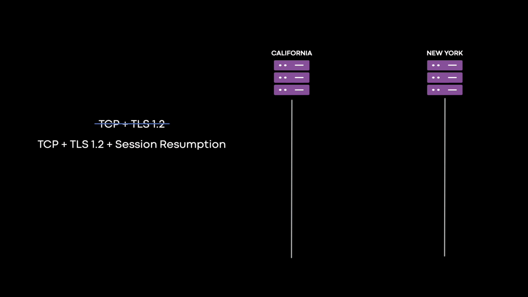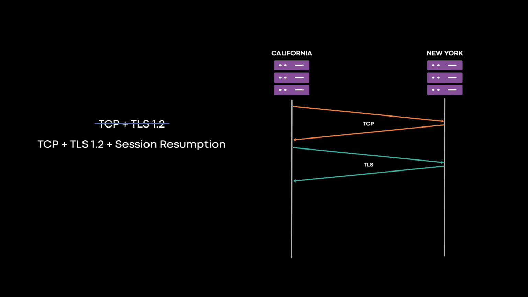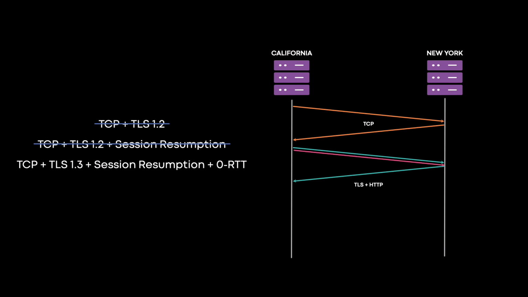If we're using session resumption in TLS 1.2, it looks something like this. We have one round-trip time to establish the TCP connection, and then one round-trip time for TLS, and then we can start sending HTTP data. We can still do better than that using 0RTT in TLS 1.3, where the HTTP data can be sent immediately in the first flight of data in the TLS handshake.